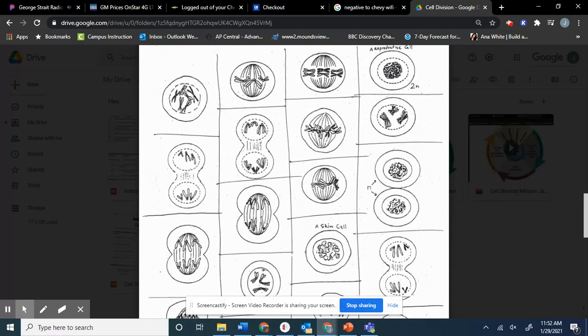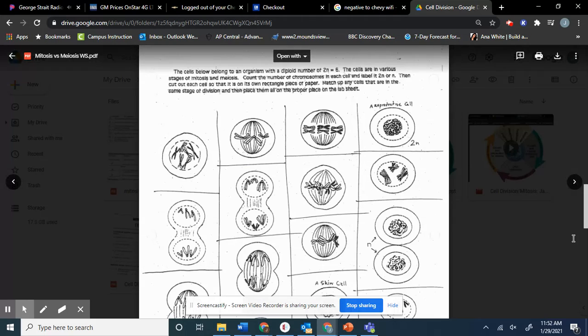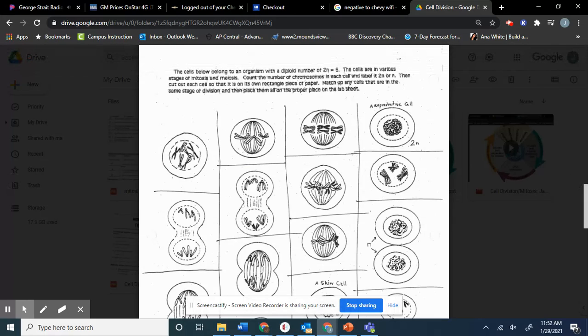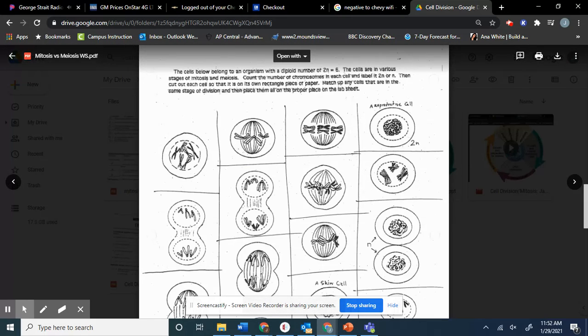Now, it goes through a skin cell. Well, is a skin cell diploid or haploid? It's a diploid, right? Because the only cells that are haploid are going to be the sperm and the egg, correct? Okay. I take a look, a reproductive cell. It even tells you, hey, this one is diploid, right? Here's some haploid ones, okay?